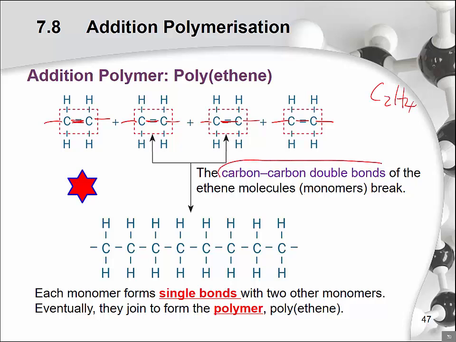So all the carbon-carbon double bonds break, they form single bonds. So each monomer forms single bonds with two other monomers, and they join to form a polymer. The polymer is a large molecule. So if you use ethene, you form polyethene. Propene, you form polypropene.